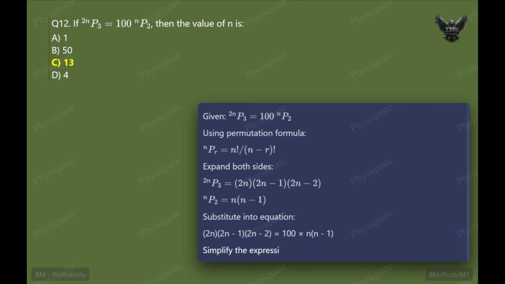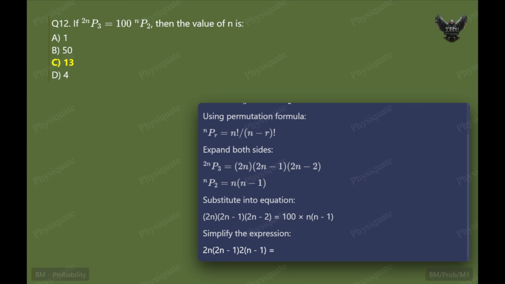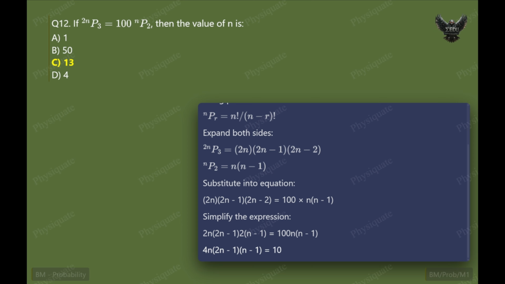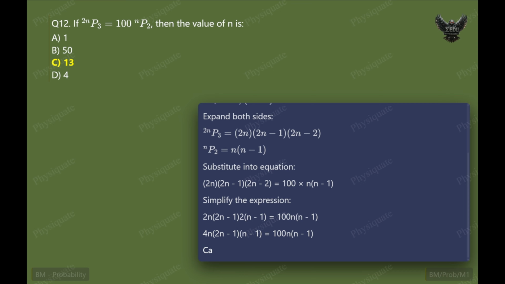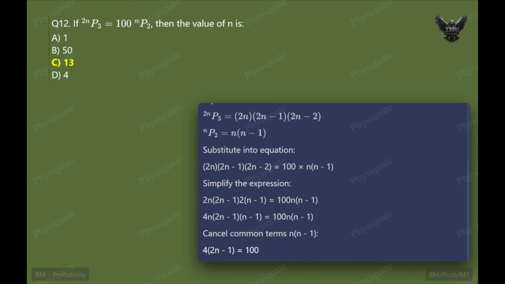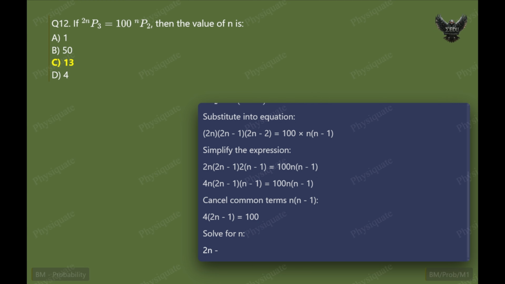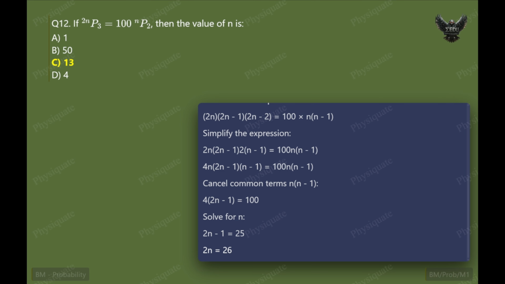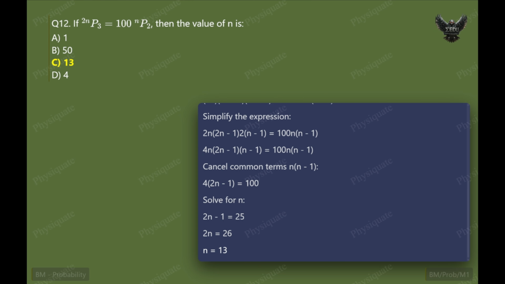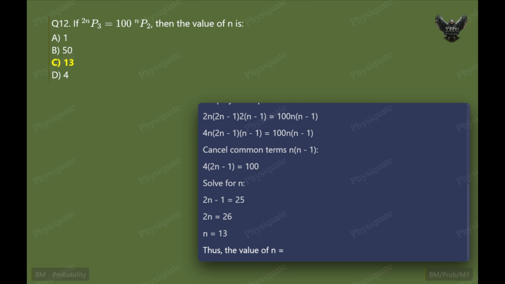Simplify the expression. 2n(2n minus 1)·2(n minus 1) equals 100n(n minus 1). 4n(2n minus 1)(n minus 1) equals 100n(n minus 1). Cancel common terms n(n minus 1). 4(2n minus 1) equals 100. Solve for n. 2n minus 1 equals 25. 2n equals 26. n equals 13. Thus, the value of n equals 13.